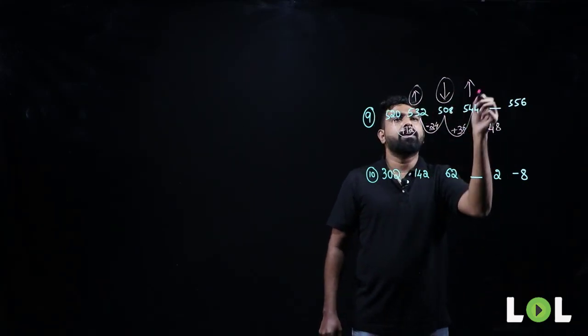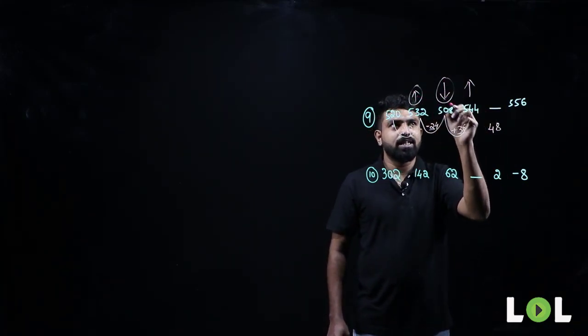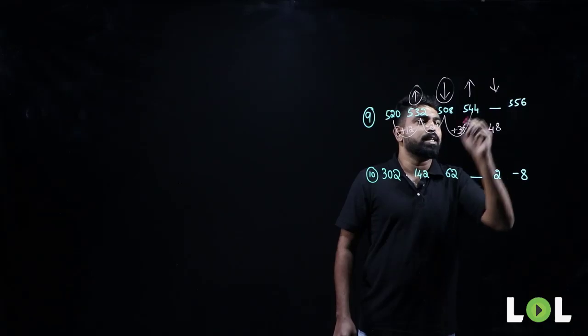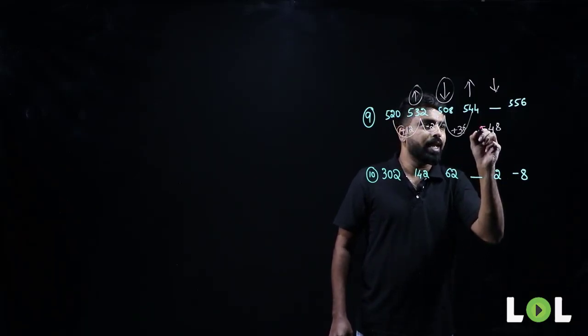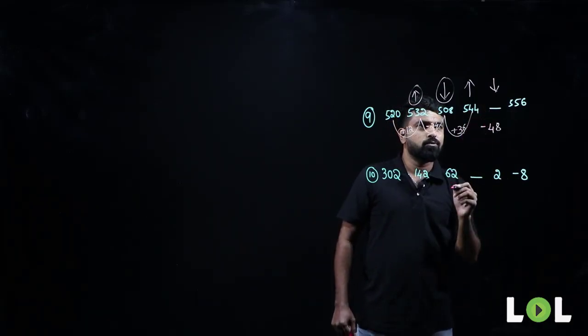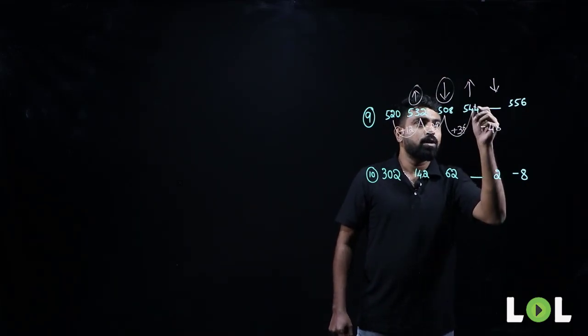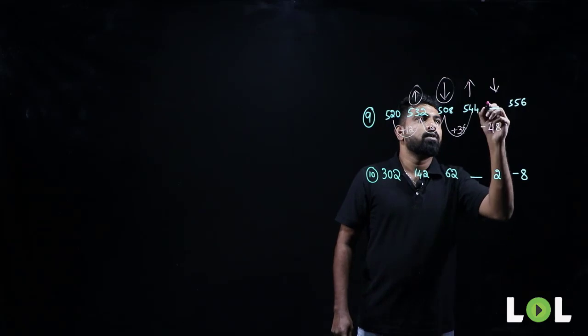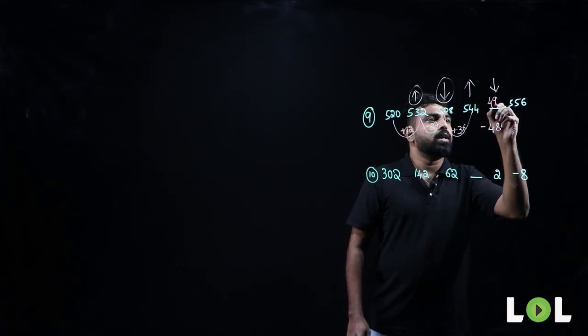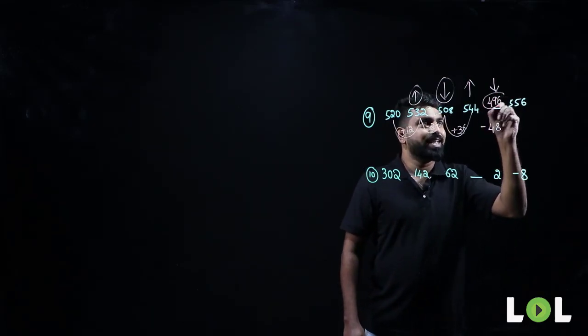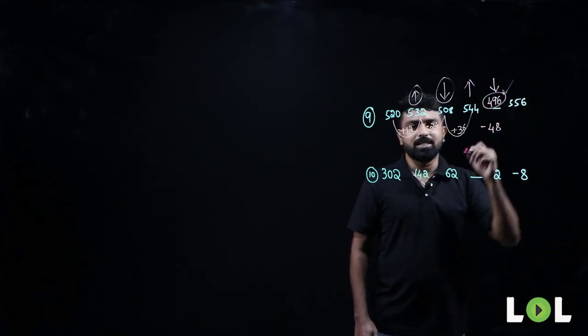If we follow the same trend here, it is increasing first, then decreasing, again increasing. So it should be decreasing. What would be my sign here? It should be negative. So 544 minus 48. 544 minus 40 gives me 504, minus 8 gives me 496. Yes, 496 would be my answer.